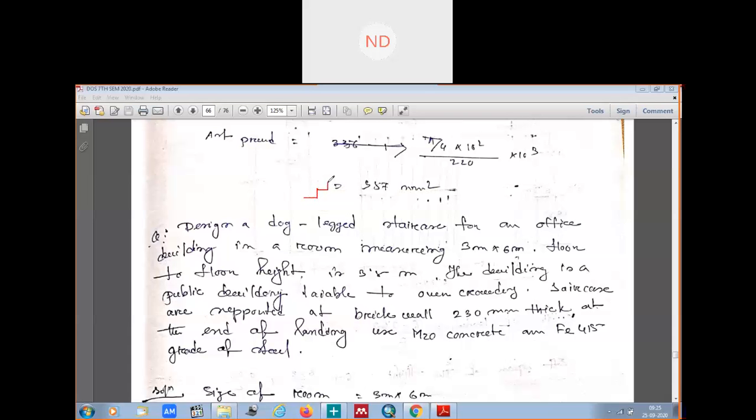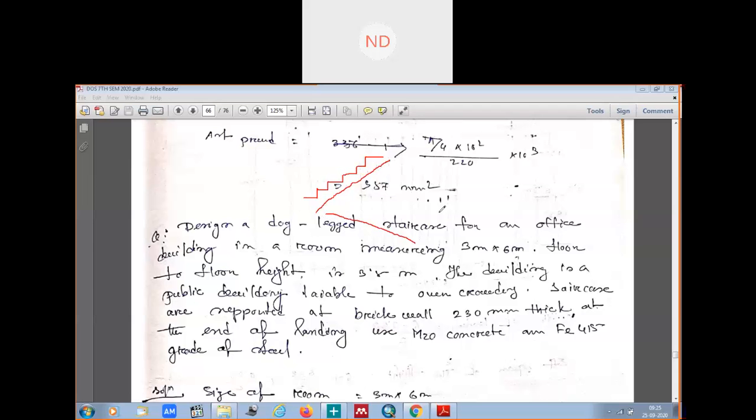Your steps in this way are your steps. You all know this is your rise. These vertical portions are your risers. These horizontal portions are your treads. I know you people know these things, and this is your waist slab. This is your waist slab for the stairs. Okay, since you will have in this way your steps from here like this.